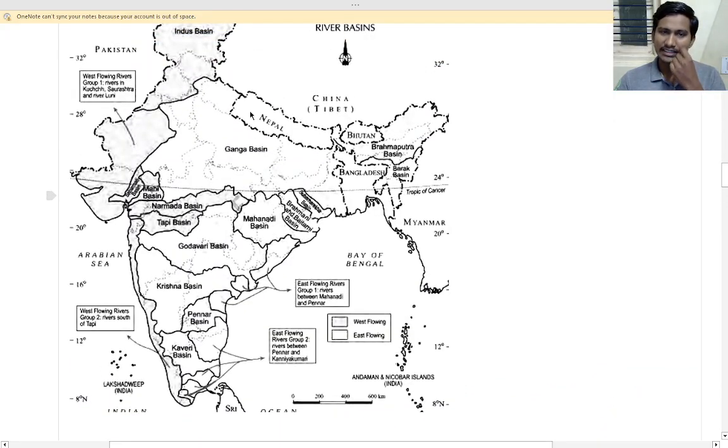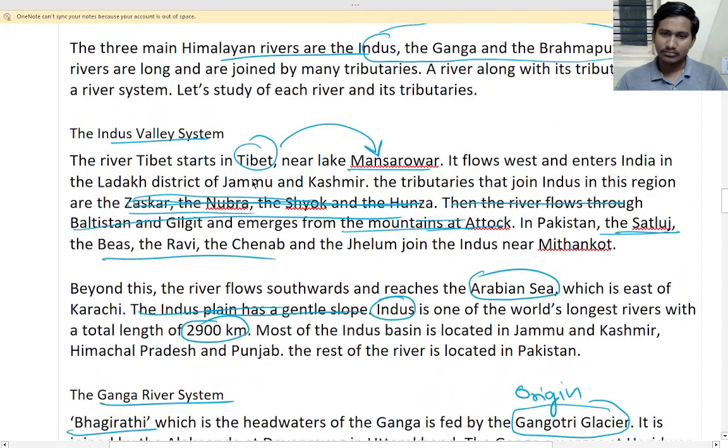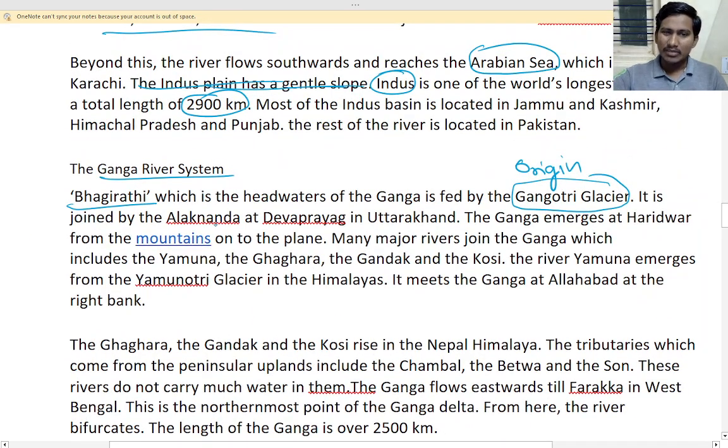Here also Pakistan is there, right? That is Nepal, that is China. So through Nepal it comes. Okay. So here it is joined by the Alaknanda at Devaprayag in Uttarakhand. Then it flows down. The Ganga emerges at Haridwar and joins the plain from the mountains. Many major rivers join the Ganga, which include the Yamuna and Gandak and Koshi. These three rivers join the Ganga.